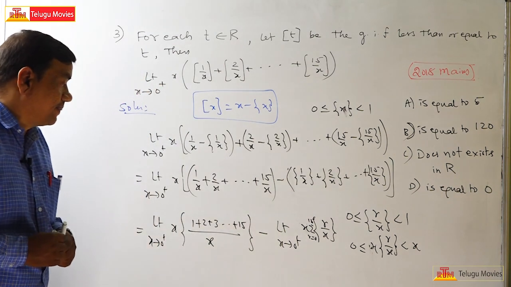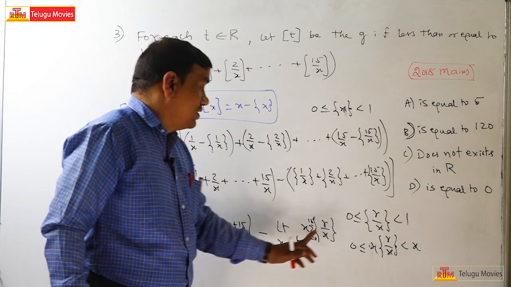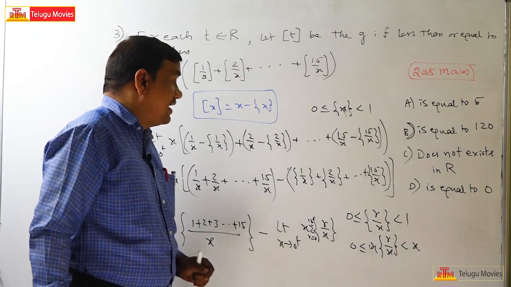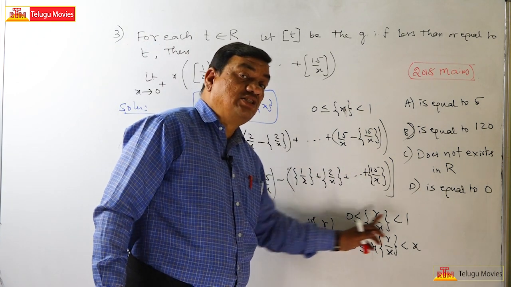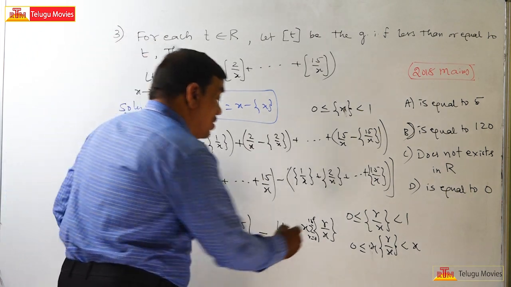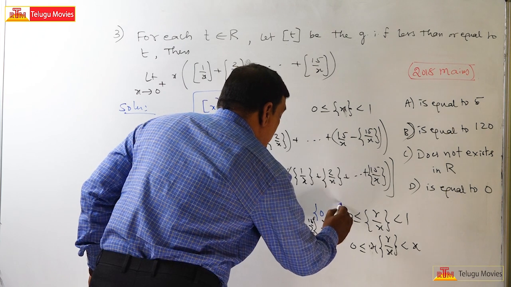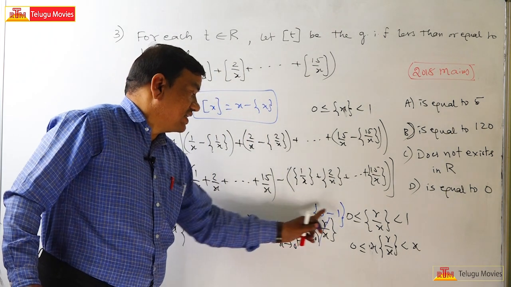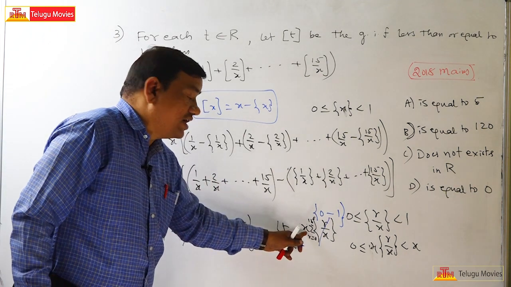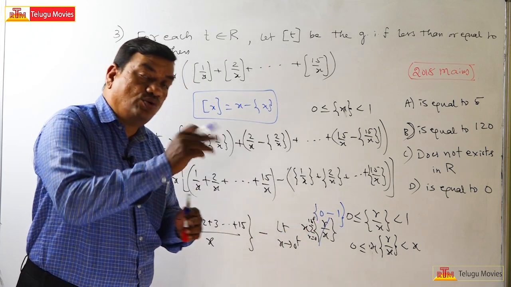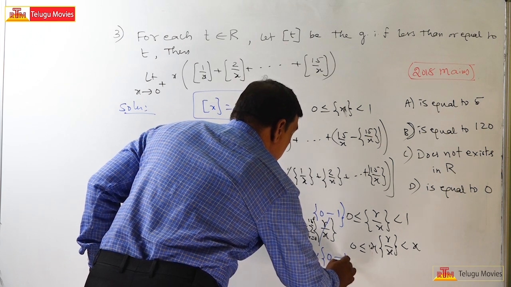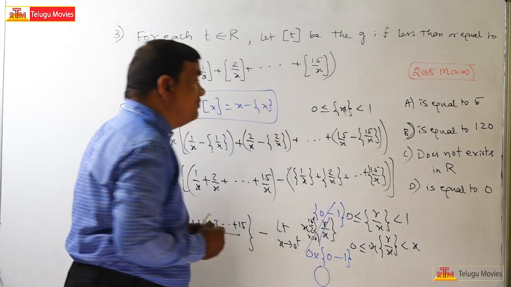Now consider this value, which lies between 0 and x, and this fractional part r by x lies between 0 and 1. What does 0 to 1 mean? It means 0 point something, 0 point something. Whatever the value may be, the total sum of these values lies between 0 and 1. As x tends to 0, x is already 0, so 0 into a value between 0 and 1 will become 0.